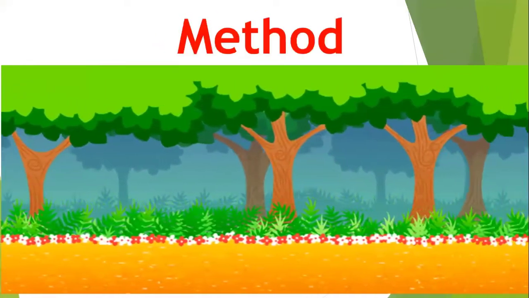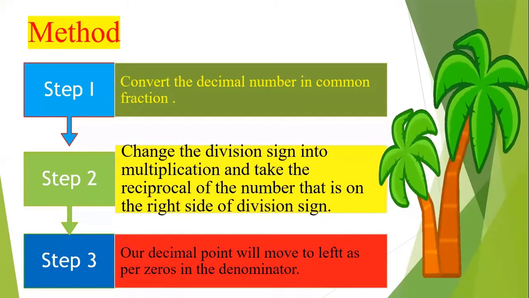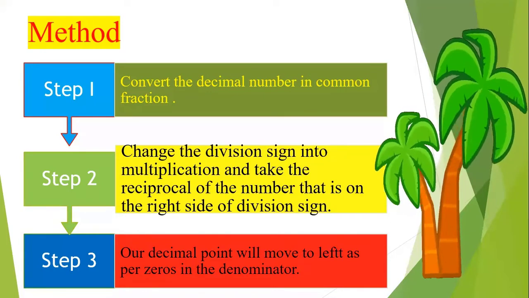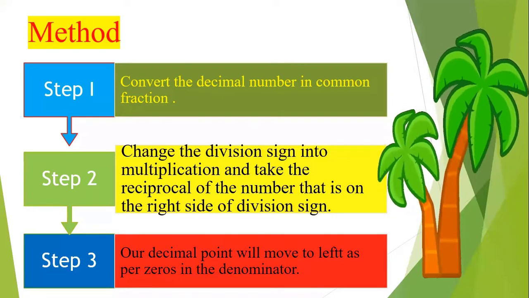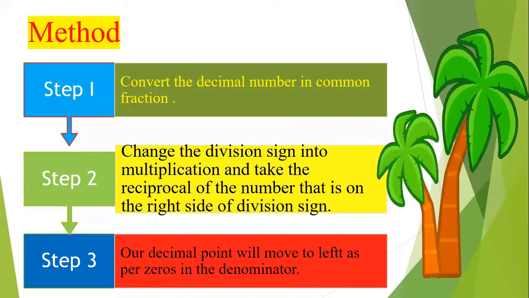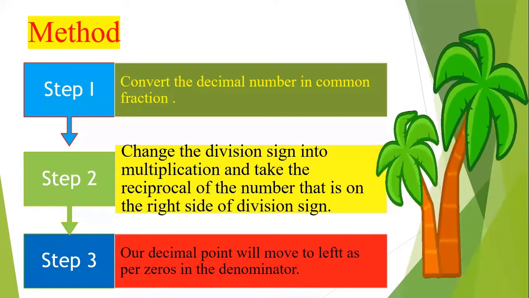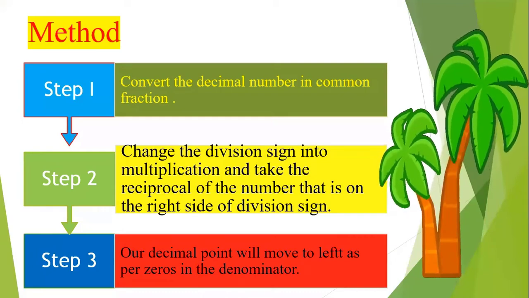First, we will discuss the method. Step number 1, convert the decimal number into a common fraction. Step number 2, change the division sign into multiplication and take the reciprocal of the number that is on the right side of the division. Step number 3, our decimal point will move to the left as per the zeros in the denominator.